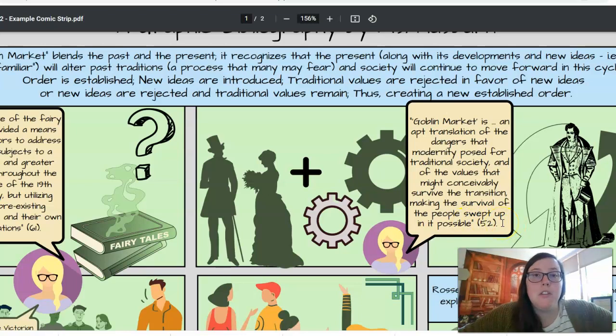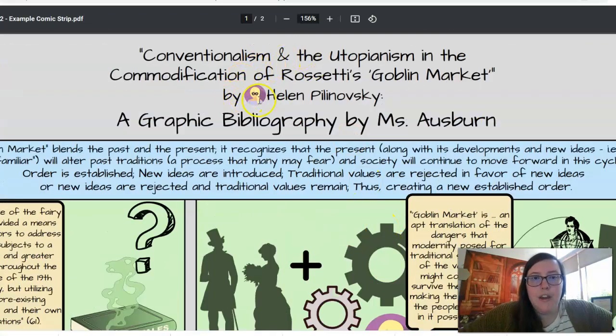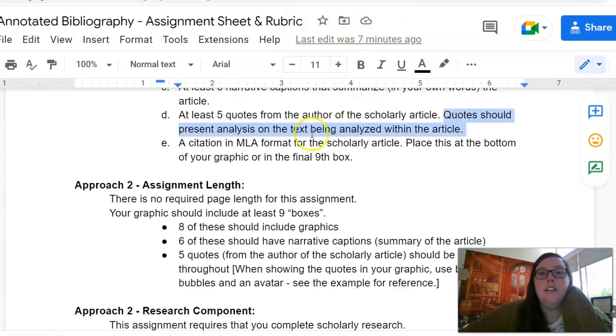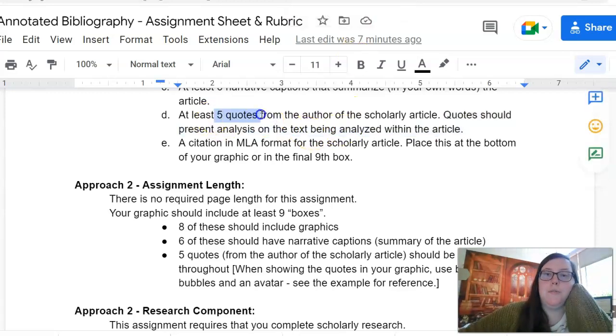I just really want to make sure that whoever's viewing my graphic bibliography knows that the stuff in blue is my words, the author of this whole graphic bibliography, and I am quoting from someone else, again, the author of the article that I read. Okay, so I want you to have at least 5 quotes from the author of the scholarly article found in your graphic bibliography.